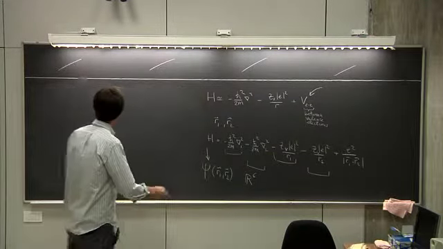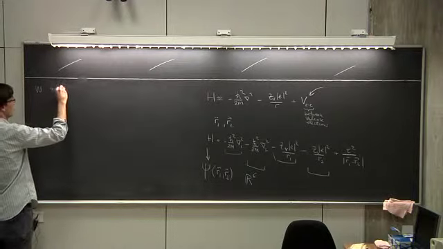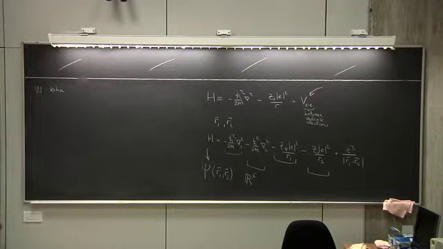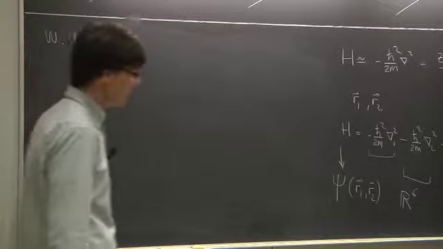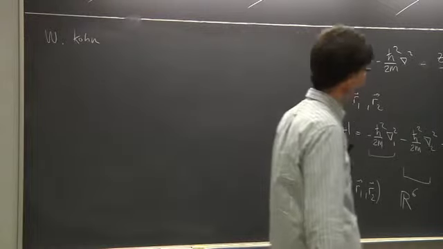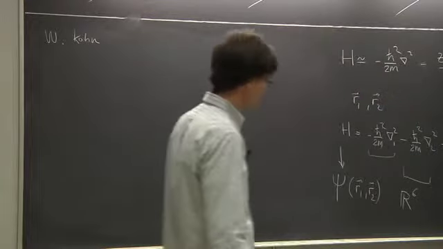The person is Walter Kohn, and he got the Nobel Prize very late, actually, 35 years after the theory was first proven. He got the Nobel Prize in chemistry.